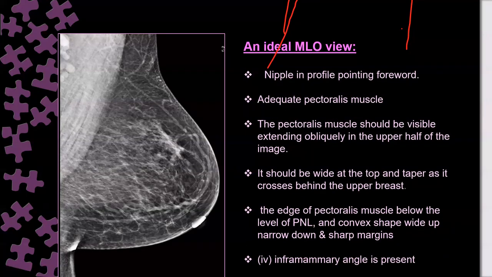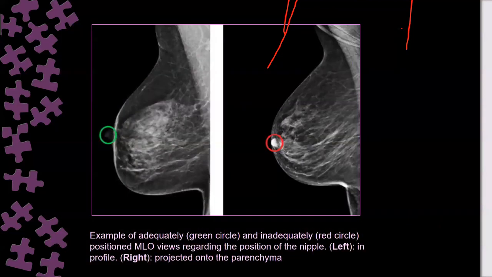Axilla and the axillary tail. Usually the axillary tail is involved, but not always is the whole axilla visualized. This is part of the axilla. This axillary lymph node, you can see it, but you cannot see the whole axilla. You see? But this is optimum. This is an ideal MLO.